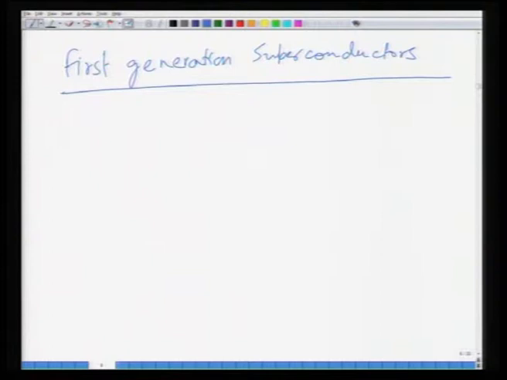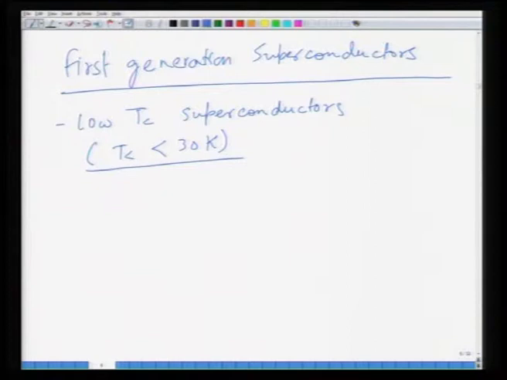And these first generation superconductors were essentially metals or metallic alloys, and they are called low temperature or low TC superconductors. And what we mean by low TC superconductors is that the TC is lower than 30 Kelvin. That was the definition of these low TC superconductors, and the materials which followed this were metals and metallic alloys.